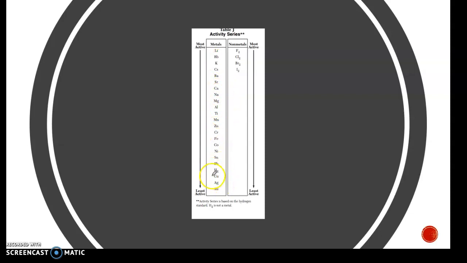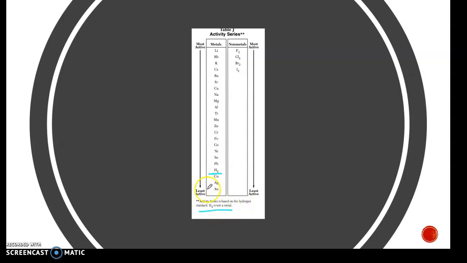The one thing I want to mention before we get started, going a little deeper into this, is that hydrogen, H2, is not a metal, right? It just has metal-like properties, so it's been organized in that category. But hydrogen is not a metal, it's just a nonmetal. It even says it right here on the bottom of the table.